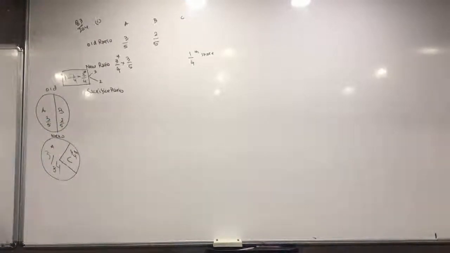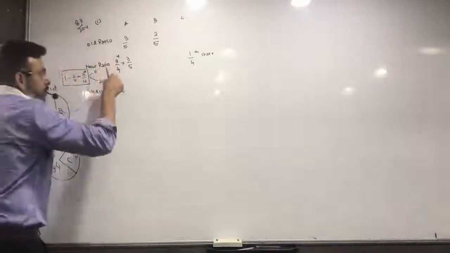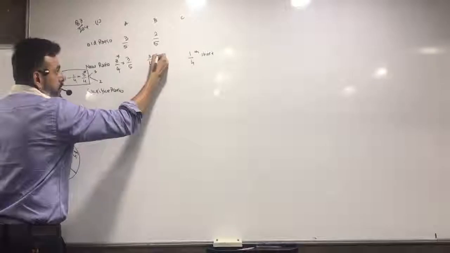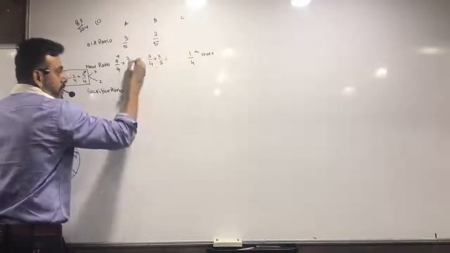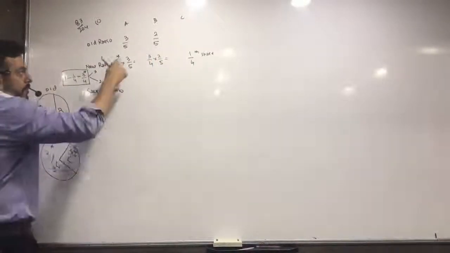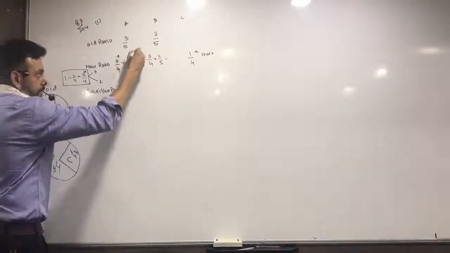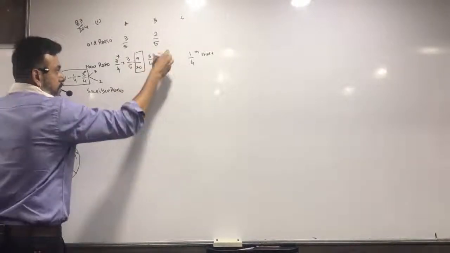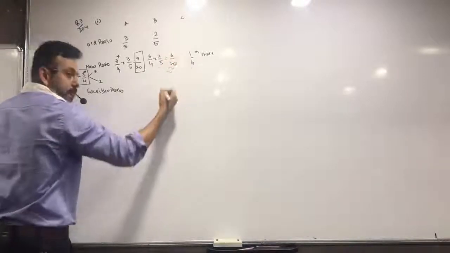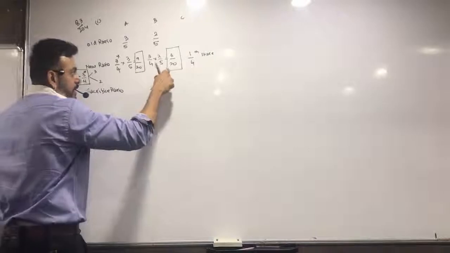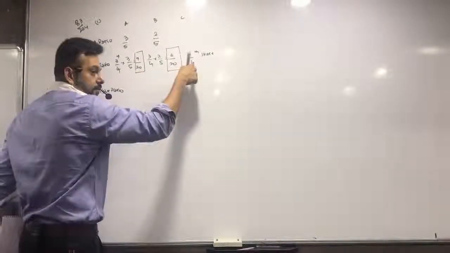Understood this? So 3/4 into 3/5 and 3/4 into 2/5. Got it? Now 3 3s are 9, 20, 6, 20. But the problem lies over here. Denominator is 20 and it is 4.